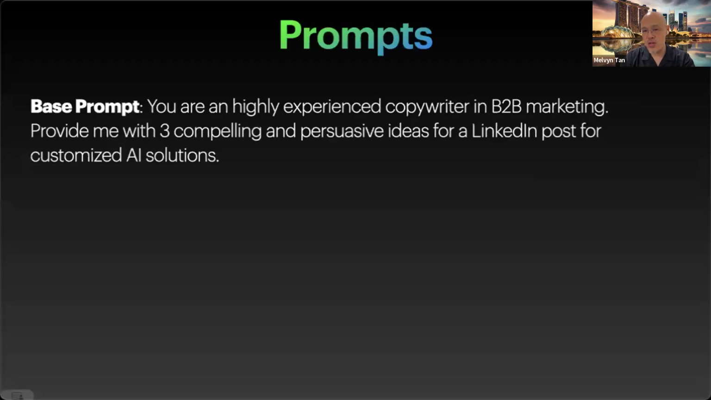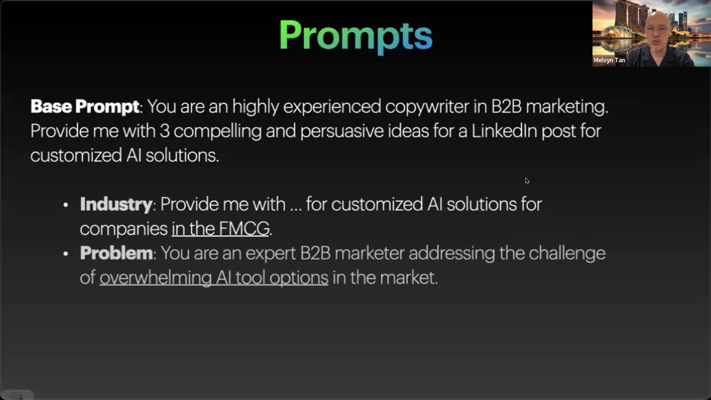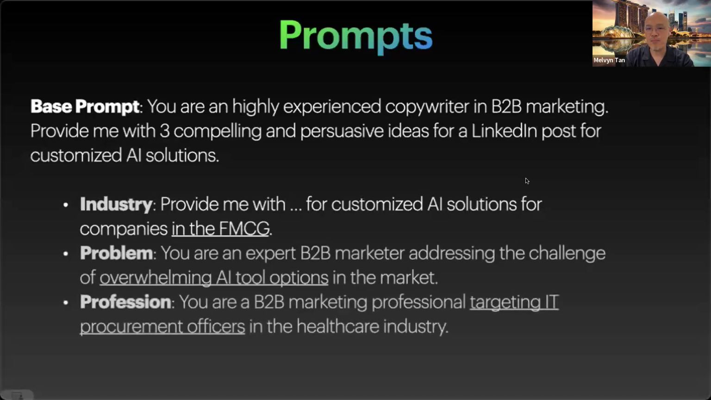When you put this prompt in, you probably get some pretty good results. But what you may want to do here is change it a bit. For example, another way of changing the modifiers is that instead of price, you could use industry. So provide me with 3 compelling and persuasive ideas for a LinkedIn post for customized AI solutions for companies in FMCG, fast-moving consumer goods, or the healthcare industry, for example. Then you're going to get very different results.